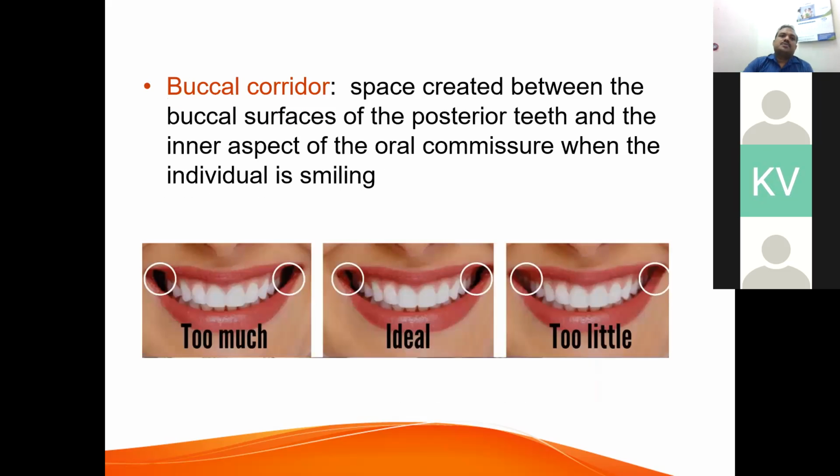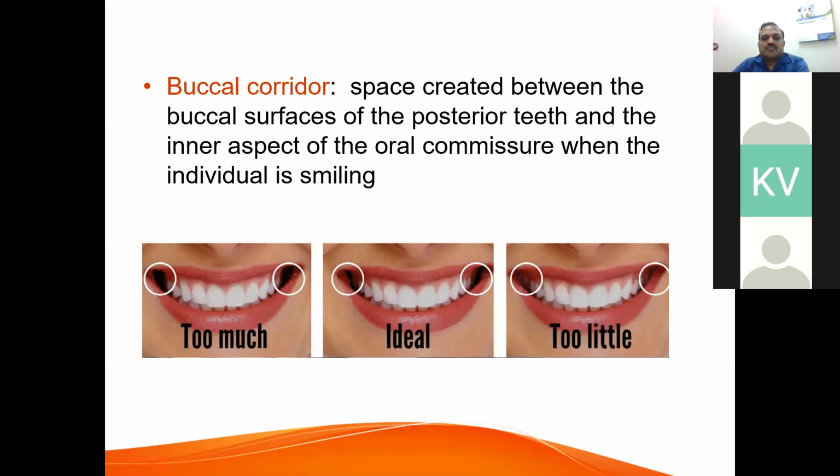And one more term you should know is the buccal corridor. The space created between the buccal surface of the posterior teeth and the inner aspects of the oral commissure when the individual is smiling. If it is too high, it will give dark spots and a less aesthetic smile. Even if it is too little, it is giving an unnecessary look. So the balance has to be managed.